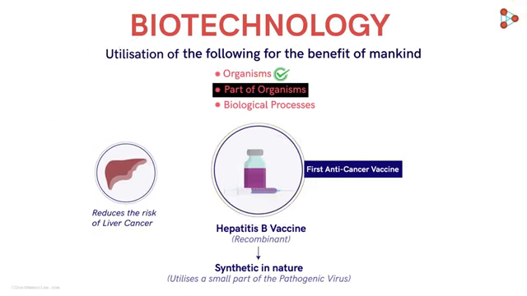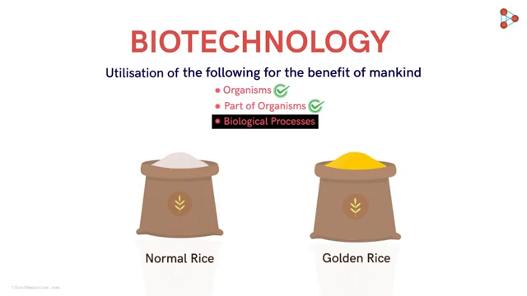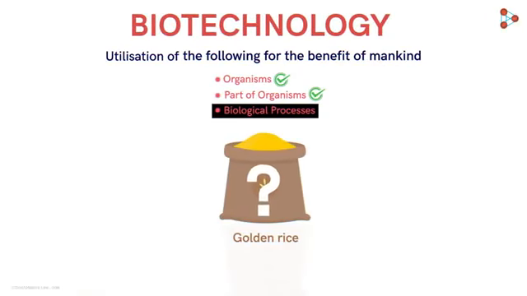Is the rice made of gold? No, absolutely not. Then why is it called golden rice? Well, the rice we usually see is whitish in color. However, the golden rice we're talking about is a modified version which is yellowish in color. Hence the name golden rice. But what makes this rice yellowish and so important? It's the presence of beta-carotene in the rice.